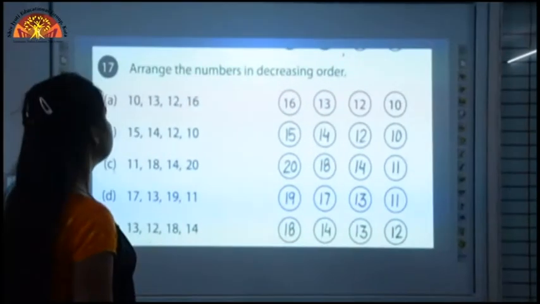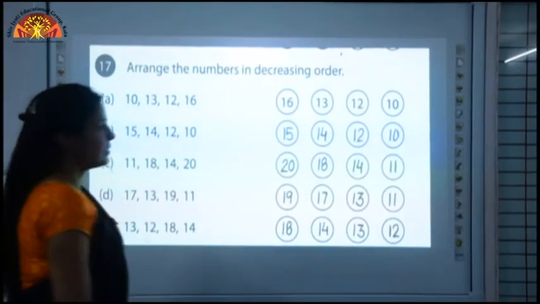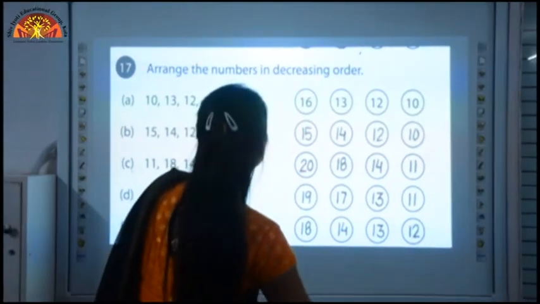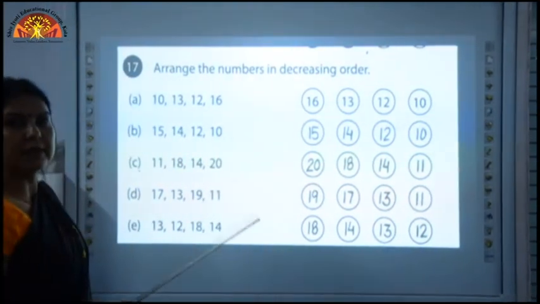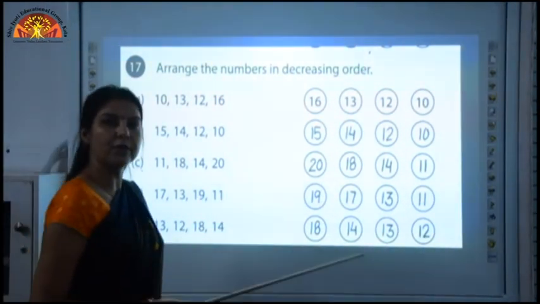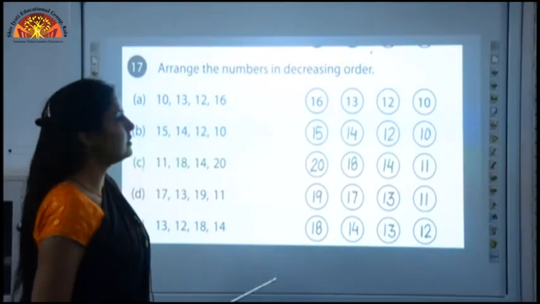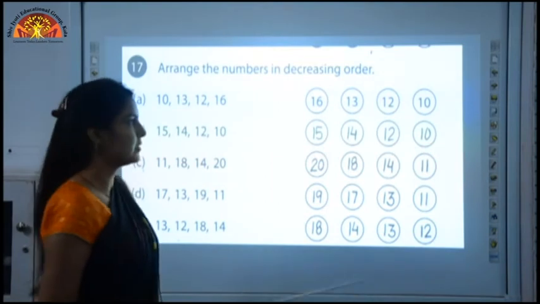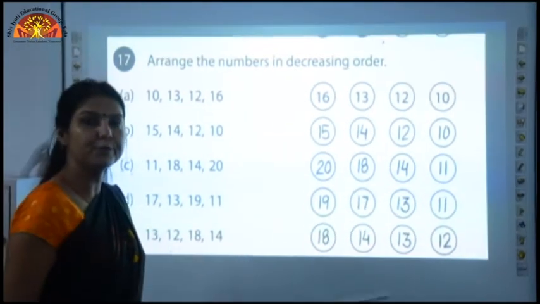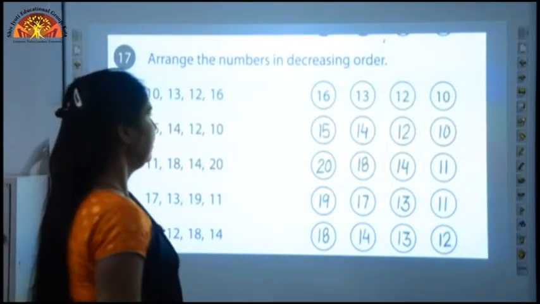Now see question number 17. Arrange the numbers in decreasing order. आपको numbers को arrange करना है decreasing order. What is the meaning of decreasing? Decreasing means bigger to smaller. आपको bigger से smaller में arrange करना है. So you have to find out bigger number first of all.